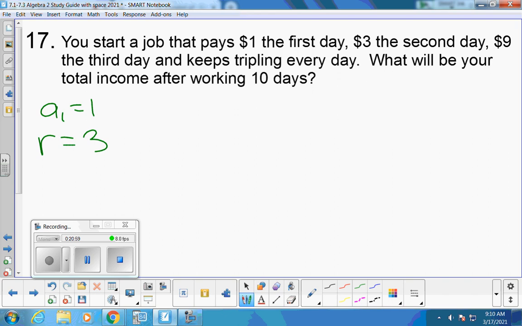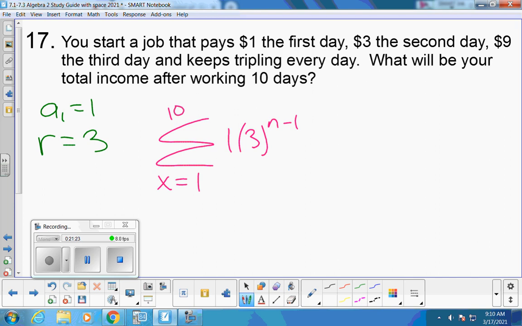So you want the sum of how much you made every day for 10 consecutive days. So it's a summation problem. You want the sum from day 1 to day 10 of the geometric sequence, 1 times 3 to the n minus 1. All right, does that make sense? It's geometric. We're finding the sum of the first 10 days.